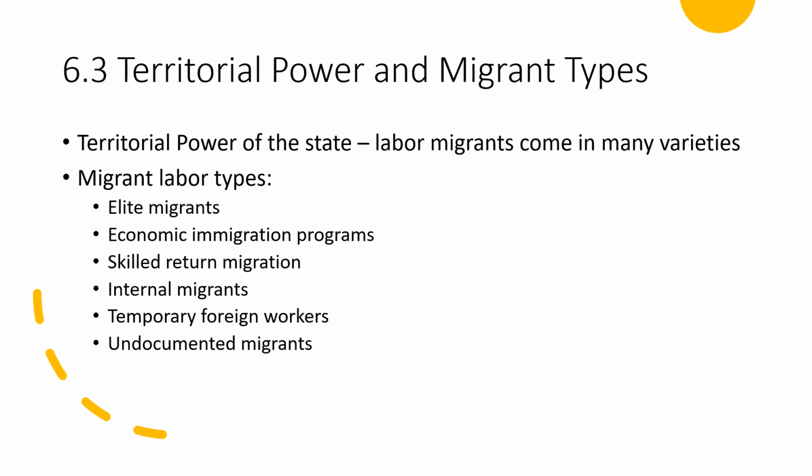Economic immigration programs have international migrants that are selected based on their credentials and skills according to the needs of the local labor market. The next one is skilled return migration. These are migrant workers who study, work, and live abroad and then return to their home country. Internal migrants are a little bit different. They are migrants across a macro-regional scale, such as the mobility of workers across member states of the EU.